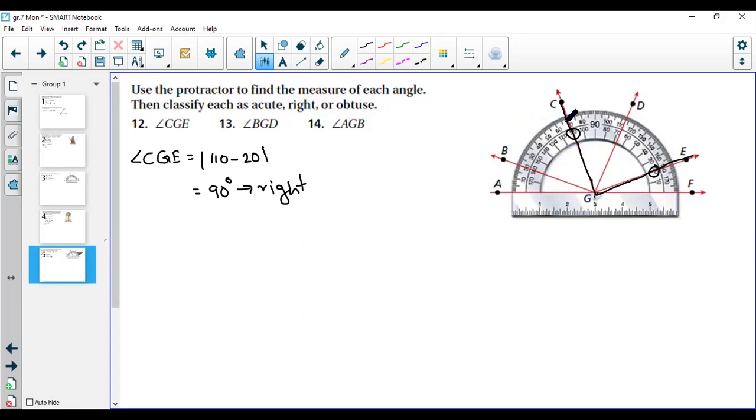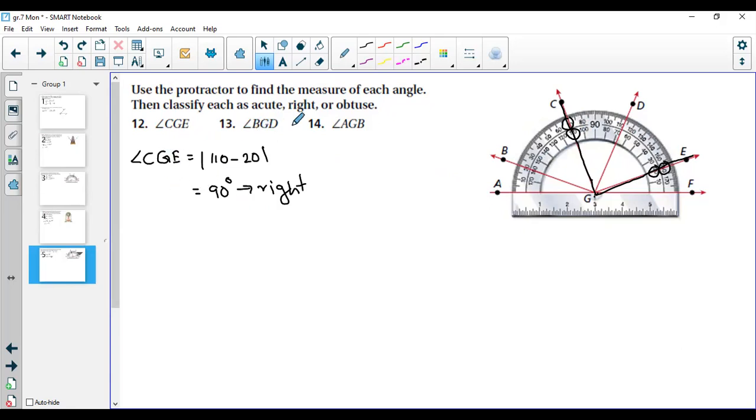If we choose up, it's also going to be the same. You can take 70 minus 160. 160 minus 70 will give you 90 as well. So you either choose both up or both down, any way you want.